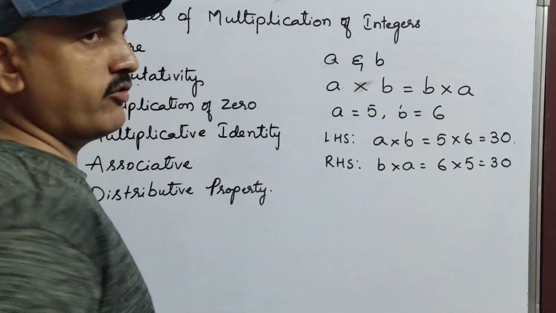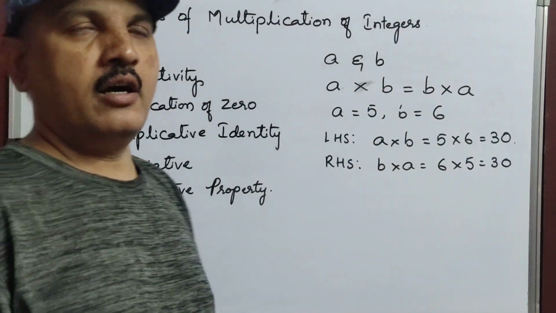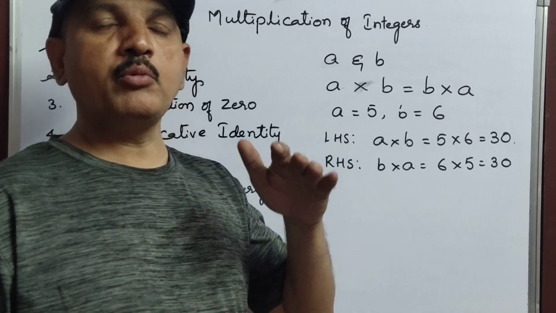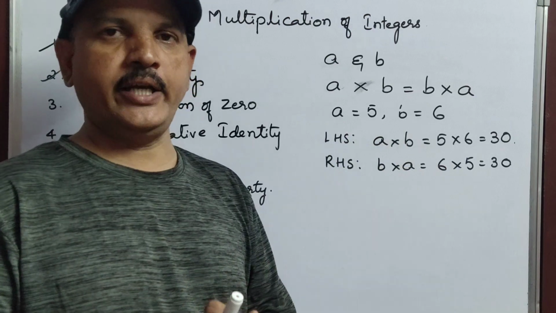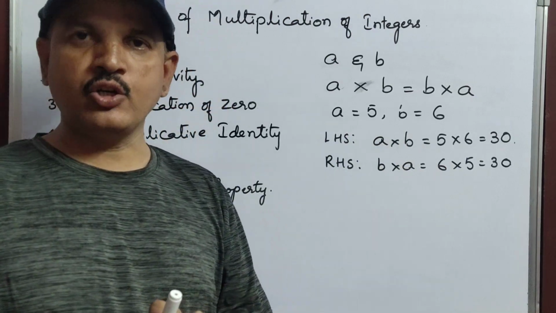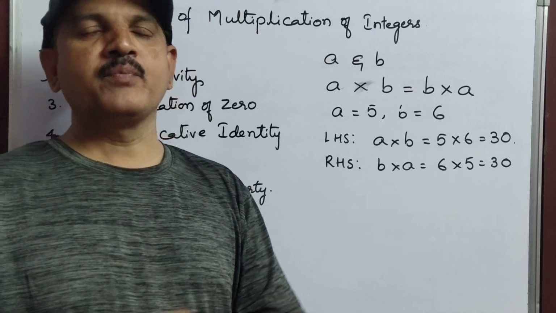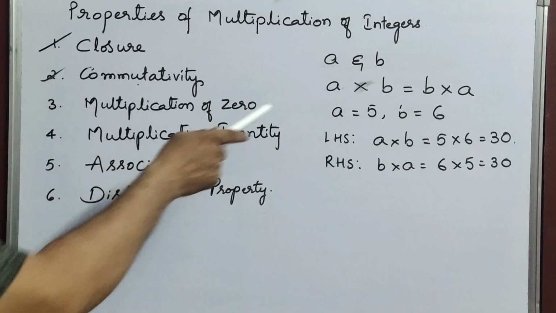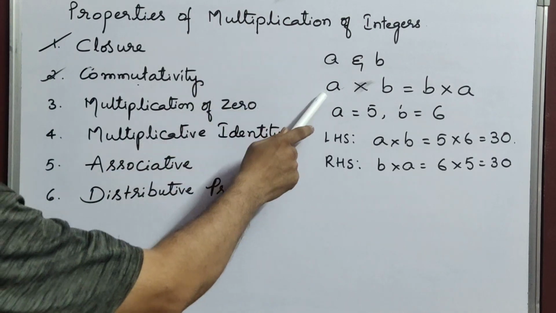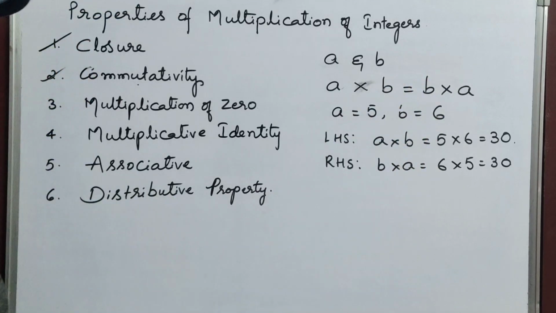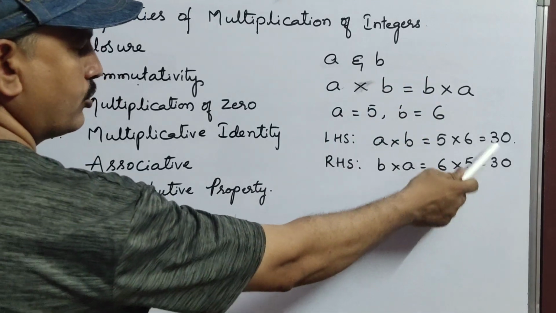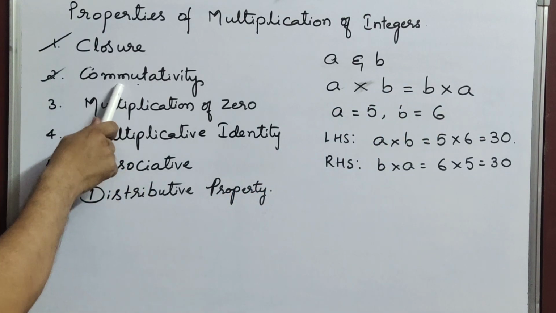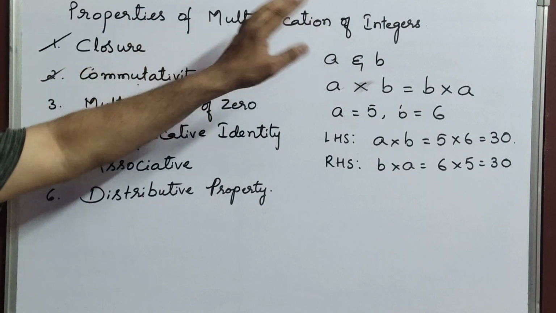If they both are not equal, as in some cases like subtraction or division, it will not be applicable. Then you can say commutative property does not exist. You can write there commutative property does not exist. Why it does not exist? Because LHS and RHS are not equal. That is only for checking purposes. Now here it is multiplication, so A into B, B into A. After multiplication what happened? Both you got 30. That means LHS equals RHS. So that's why commutative property is applicable for multiplication of integers.